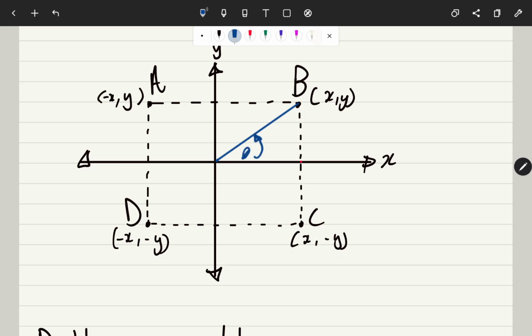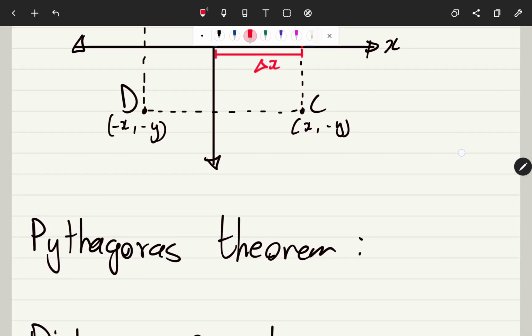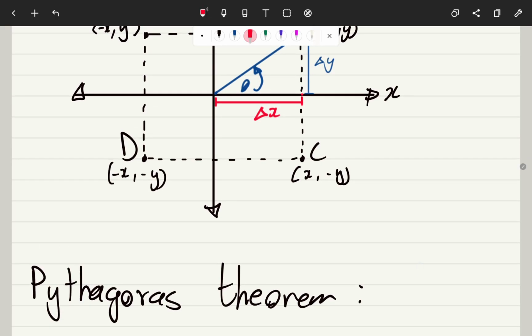Of course. And what about this angle? Maybe before that we can talk about a few things. This line over here, from the x-axis to B, this is just going to be our change in y. And from the origin up until this point, that is going to be our change in x. So yeah, these are just minor things.